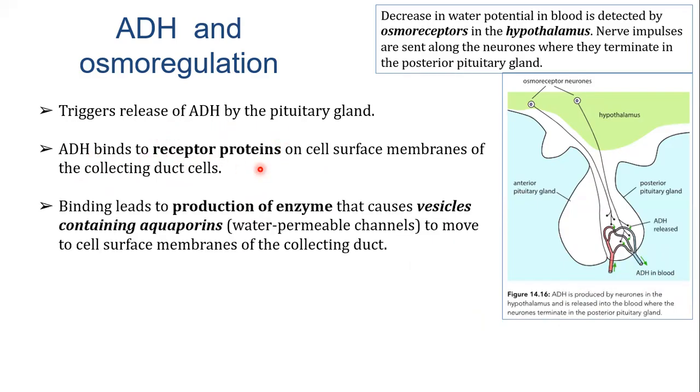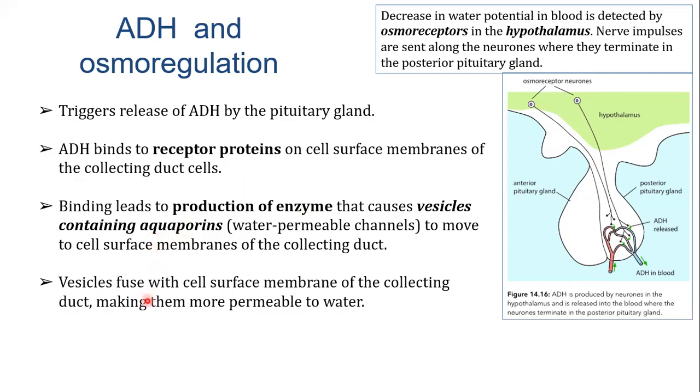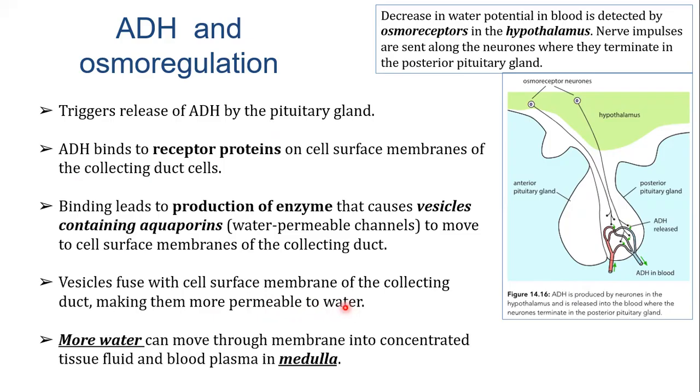Now, because of that, it will lead to different production of enzymes, which leads to the release of aquaporins. These aquaporins will start to fuse with the cell surface membrane of the collecting duct, making the collecting duct more permeable to water. As a result, water will be able to move through the membrane. Once water moves through the membrane of the collecting duct, it will move into the more concentrated area of the tissue fluid and the blood plasma in the medulla.